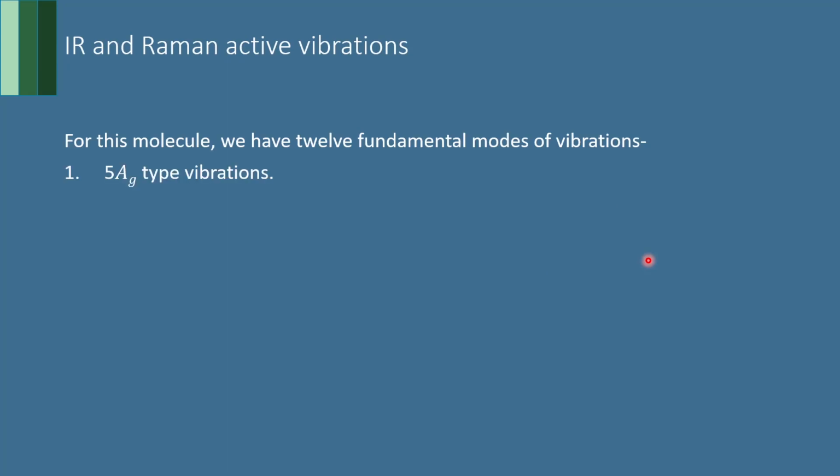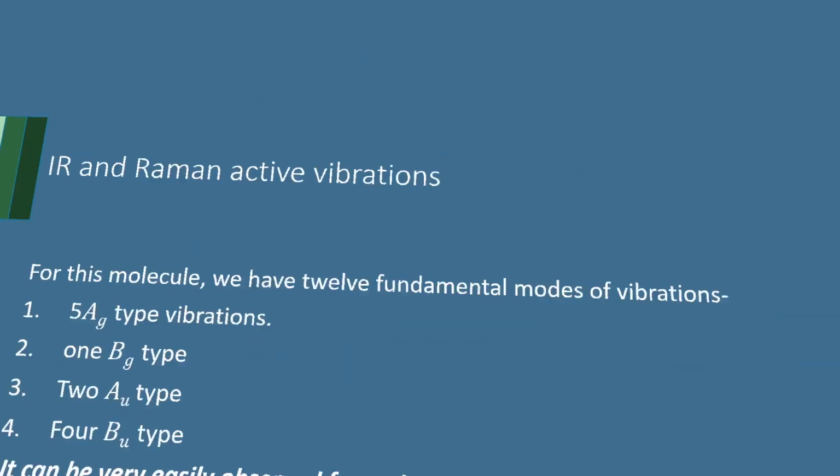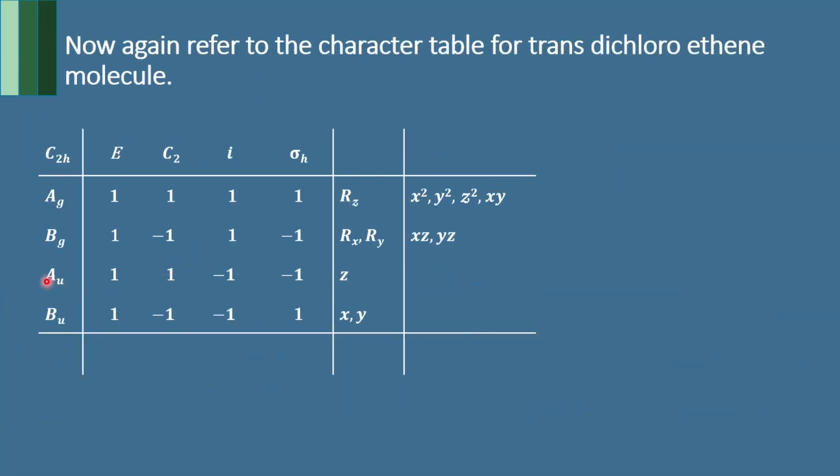We find that there are 5 Ag, 1 Bg, 2 Au and 4 Bu type of vibrations, and we go to the character table and infer which of them are IR active and which are Raman active. So if you see that z is Au, it must be IR active, x and y is Bu, it must be IR active, Ag and Bg are IR inactive. And here we find that binary products are only for Ag and Bg, so they are only Raman active, because there is no x, y or z, so they are not IR active.